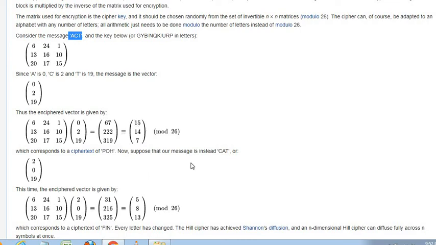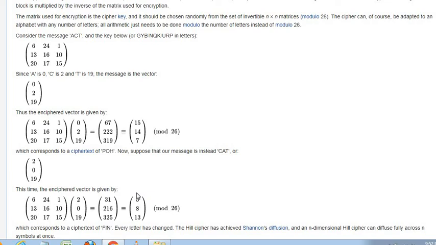Now suppose that our message is instead CAT. Here ACT is the message. If the message is CAT, which is 2, 0, 19, then the enciphered vector is given by the same key, while the message itself changes. If we multiply these two, we get 31, 216 and 325. If we divide by 26, we get the remainders 5, 8, 13. So this is the ciphertext.